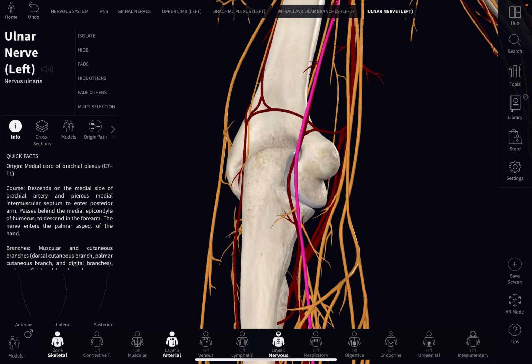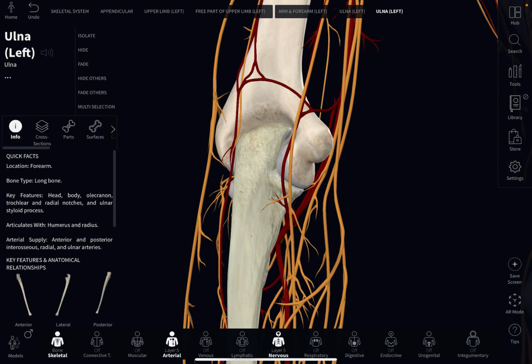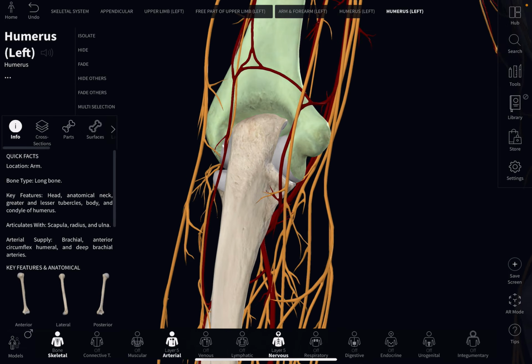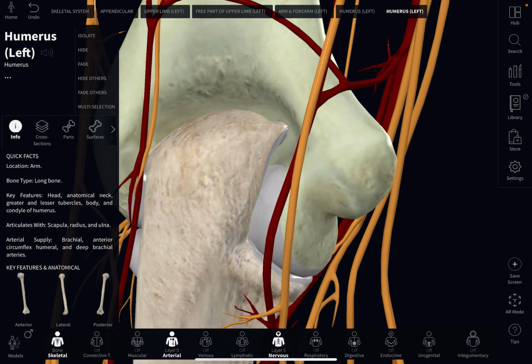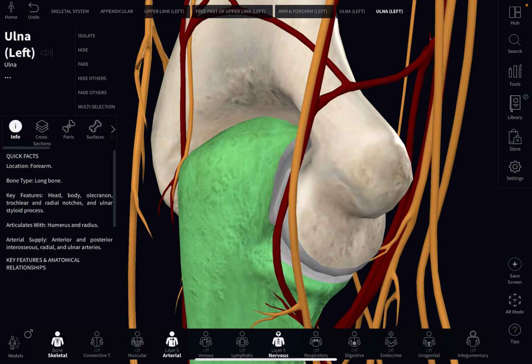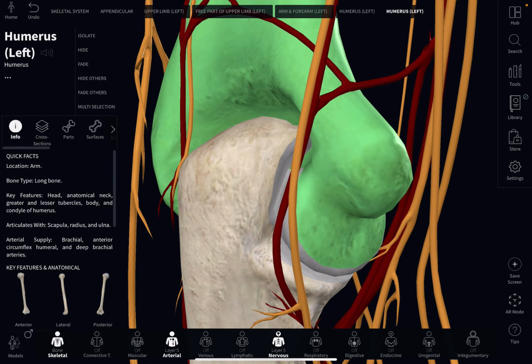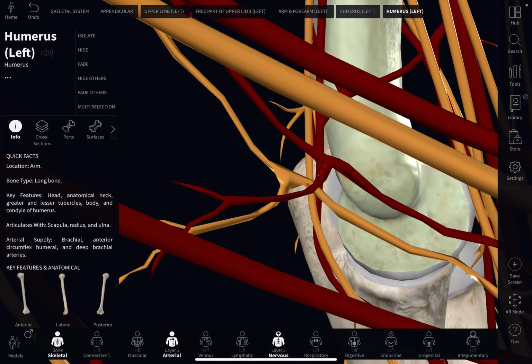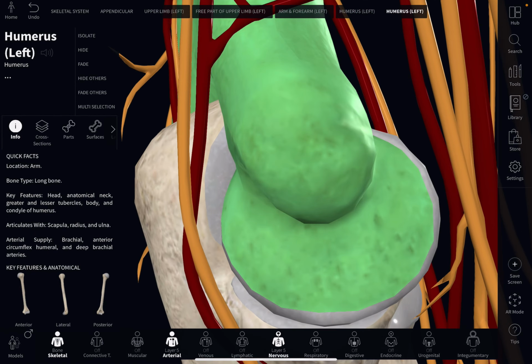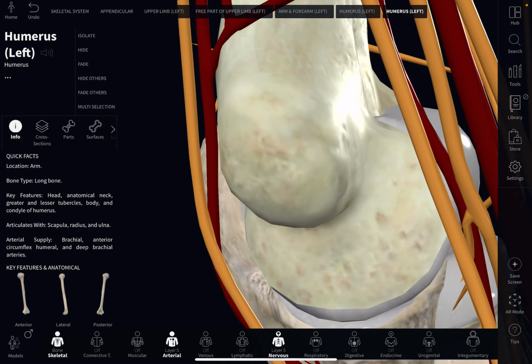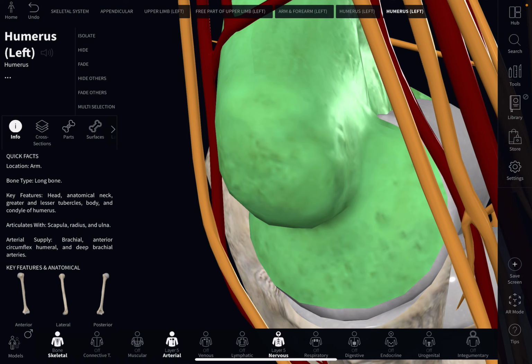olecranon process of the ulna. Here is the ulna with its olecranon process. This is the medial epicondyle, the lower end of the humerus with the medial epicondyle. So the nerve is now in between the olecranon process of the ulna and the medial epicondyle of the humerus. And then the nerve winds round the posterior part of the medial epicondyle. Okay, and then it comes to the front of the forearm, then passes between the two heads of flexor carpi ulnaris, and then continues into the forearm.